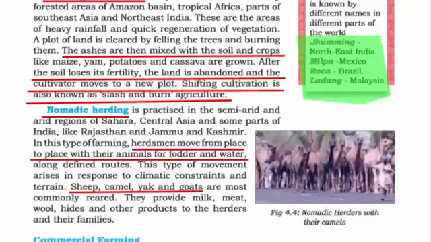On the other hand, nomadic herding means, so the word herding, it means animals like camel, sheep, goat, cows, and nomadics are the people who move from one place to another in search of food and shelter. So it is usually practiced in semi-arid areas and arid regions of Sahara, Central Asia, and some parts of India like Rajasthan and Jammu and Kashmir. So in simple terms, it means you move from one place to another with your animals for food and water, and whatever they get from their animals is consumed by the herder and their families.